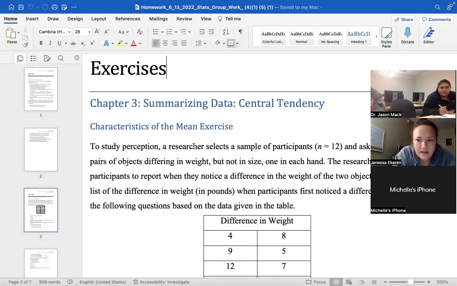Hold on, let me try that again because I got something different. 7.63, okay. So it would decrease a little bit. I got 7.63, okay. So it would decrease then.